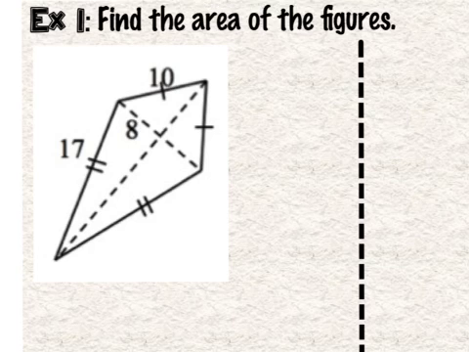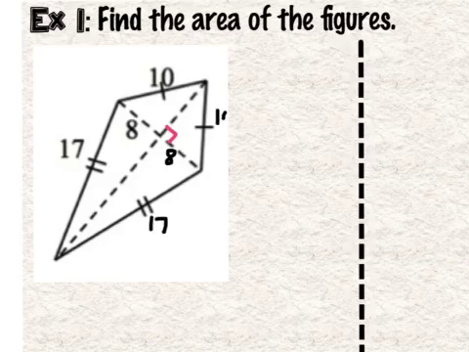Looking at our first example, we've got the diagonals that are perpendicular to one another. We can fill in some information. We know that this portion of the first diagonal is 8. We've got the side of 17 and the side of 10. We now need to go and solve for our second diagonal, which is not divided into congruent pieces.